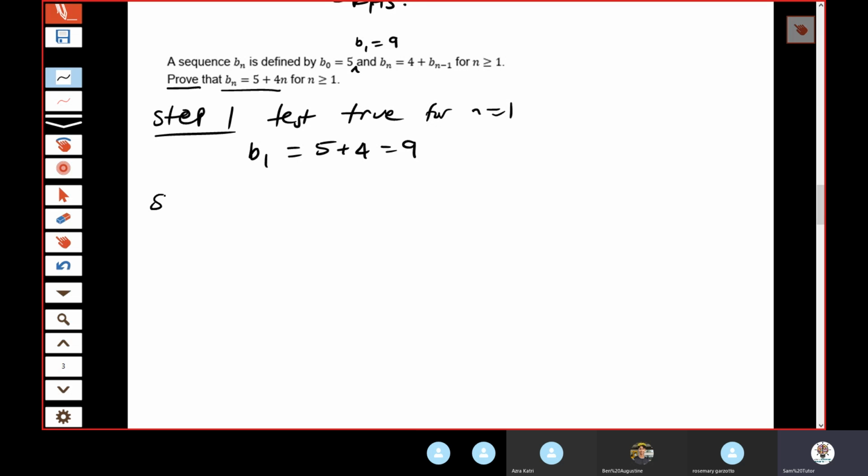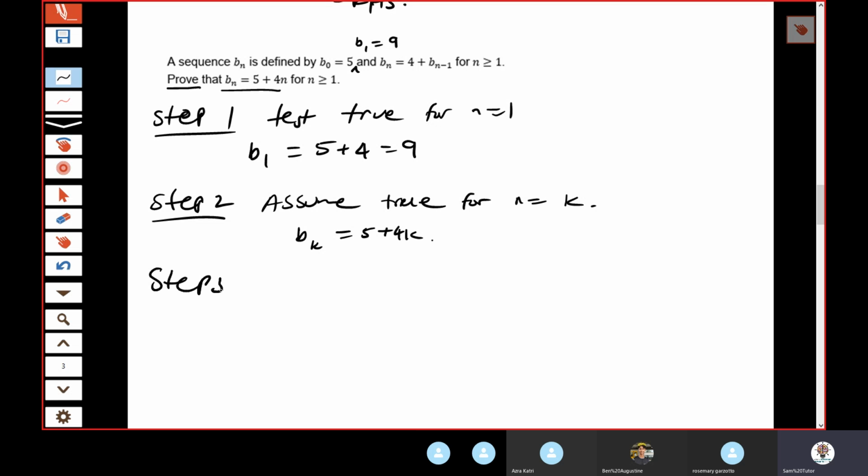Then we have to do step 2. Step 2 would be assume true for n equals k, and then that becomes b to the k is equal to 5 plus 4k. Then we will do step 3. We're trying to prove true for n equals k plus 1.